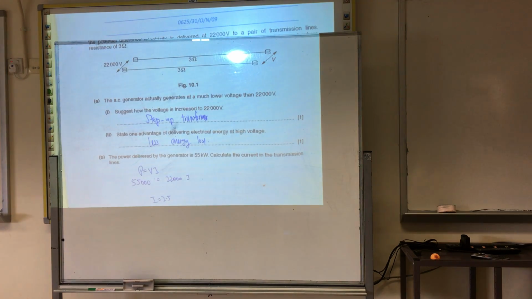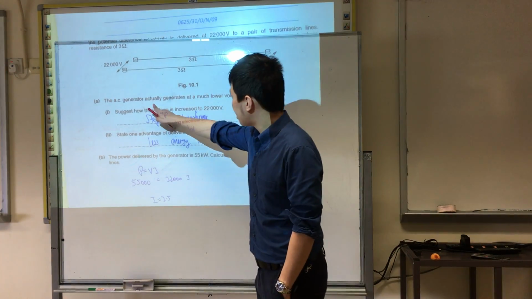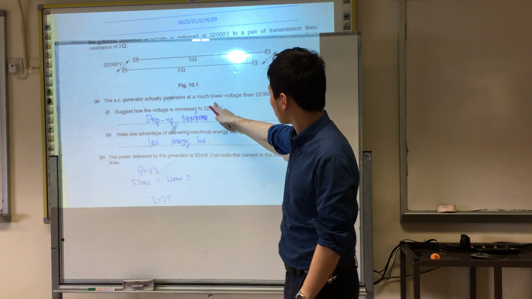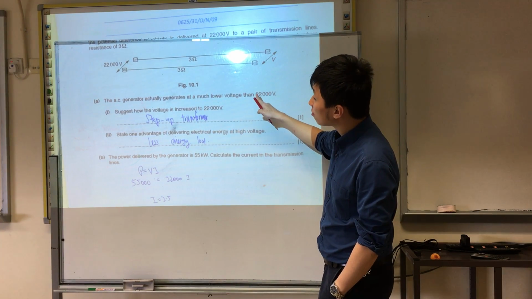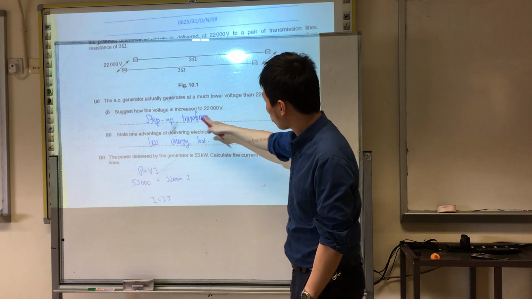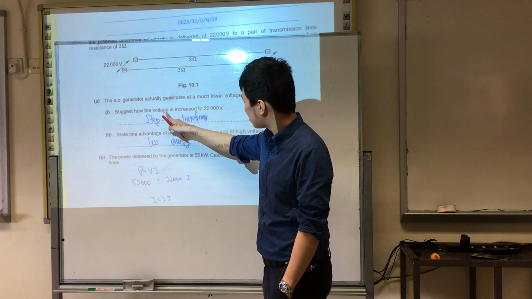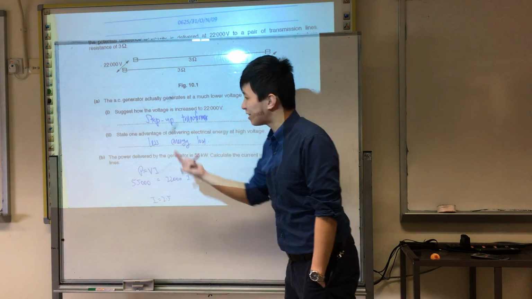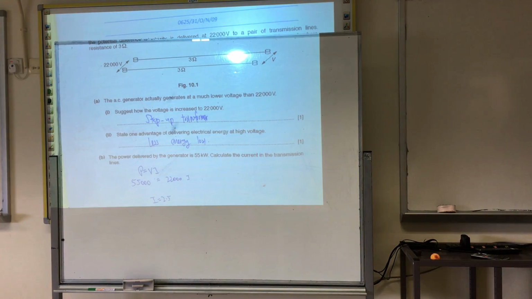Part A. The generator actually generates a much lower voltage than 2000. So how is this voltage increased? Suggest the method: using a step-up transformer. I think that's good enough.